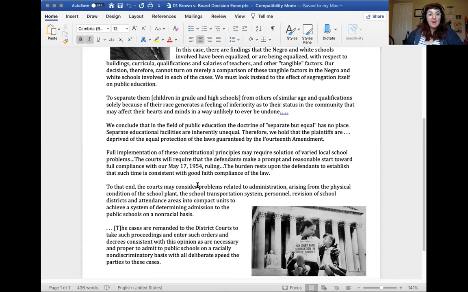Okay, so that's a lot. So there's a couple paragraphs I think are really important. Definitely, we conclude that in the field of public education, the doctrine of separate but equal has no place. And also to say that to separate students from others of similar age and qualifications because of their race generates a feeling of inferiority. So to me, those are the two most important pieces of these excerpts.